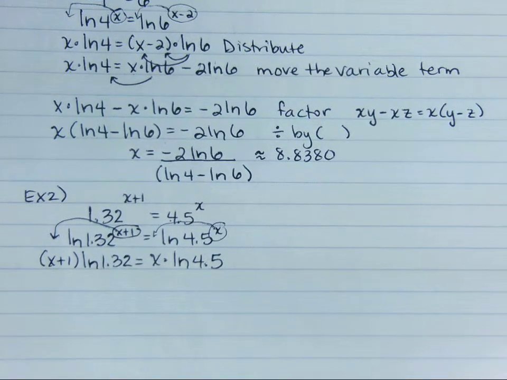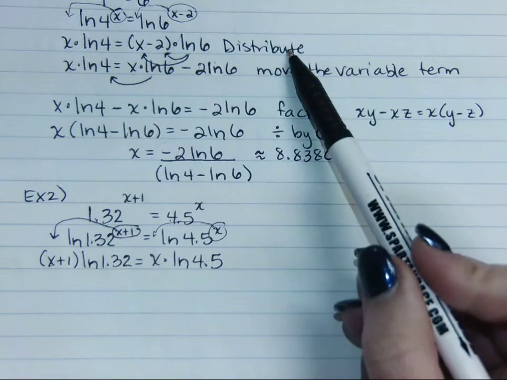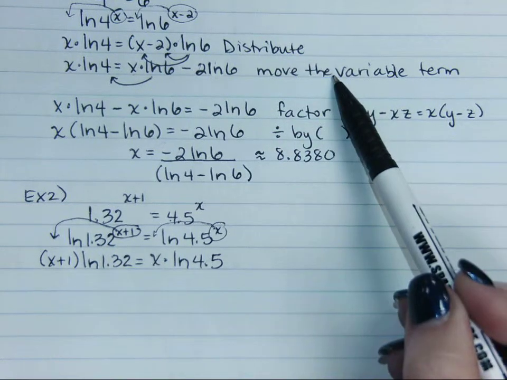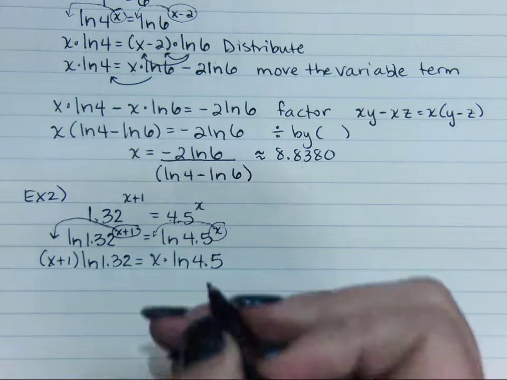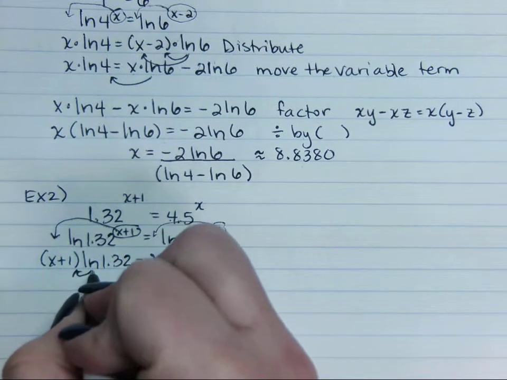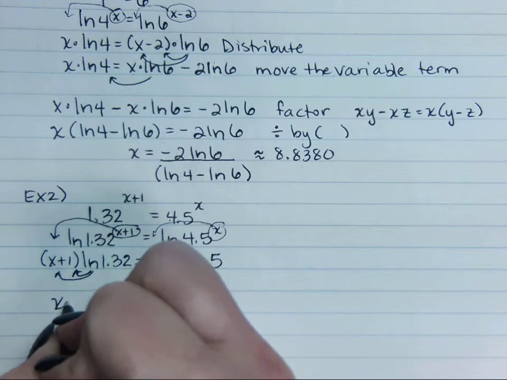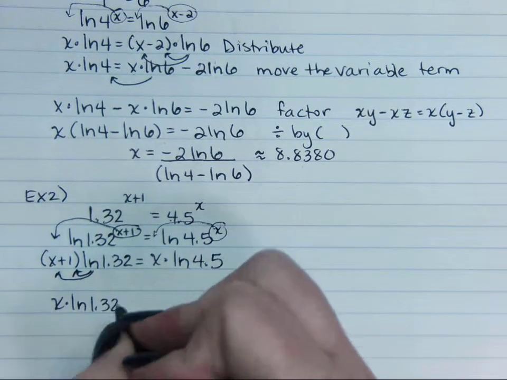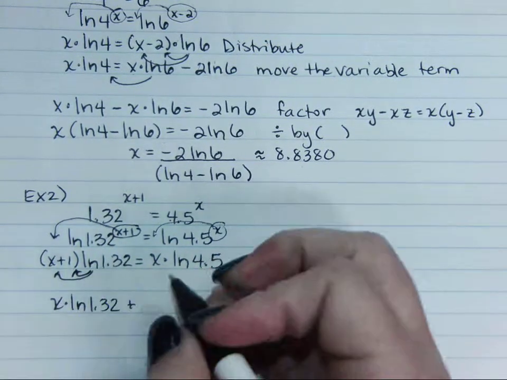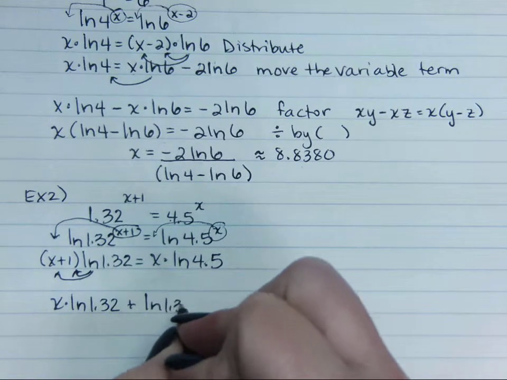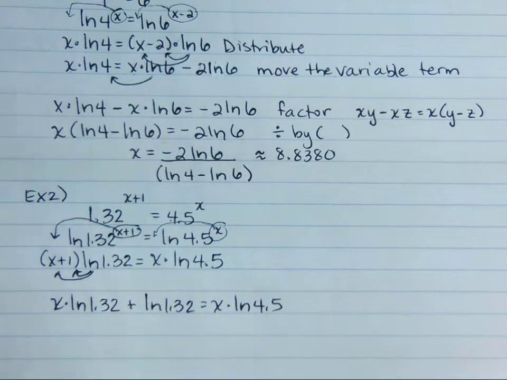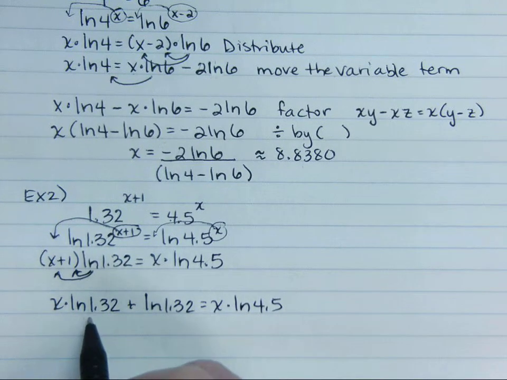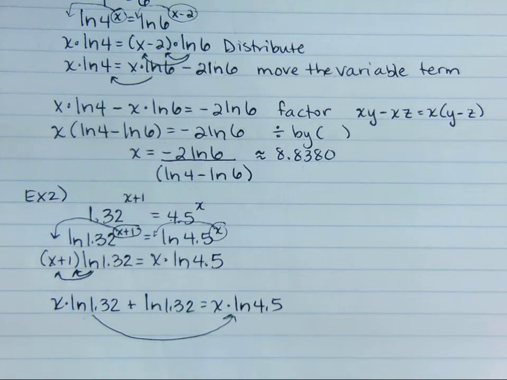And so again, once I've done that, now my steps are the same. I'm going to distribute, move the variable term, factor, divide, and check in my calculator. All right, so I'm going to distribute on the left, and I'm going to get x times the ln of 1.32 plus 1 times the ln of 1.32. So now I've done my distributing. Now I'm going to move this variable term to the right, because I need to combine that.